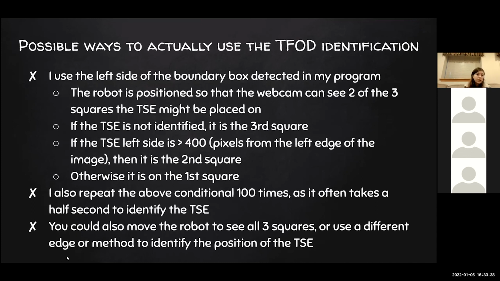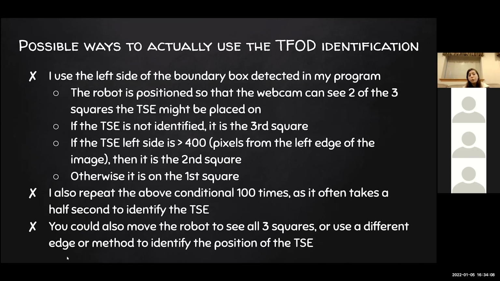So then if the TSE is not identified, then by process of elimination, it has to be in the 3rd square. And if the left side of the TSE is greater than 400 pixels from the left edge of the image, then it is the 2nd square, and otherwise it's on the 1st square. And I repeat the above conditional about 100 times, since it often takes a second to identify the TSE, and repeating it 100 times barely takes half of a second.